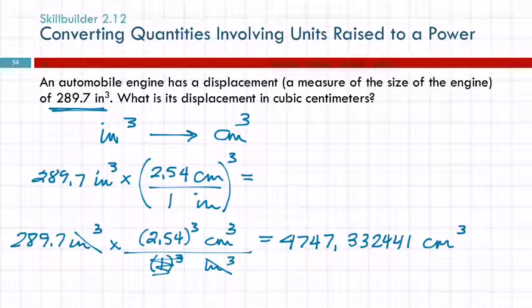How many significant figures should I have? I should have 4. Our starting number has 4. 2.54 centimeters to 1 inch is an exact quantity. You'll forget that. It'll mess you up. I will not try to trick you with that on an exam. I might do it by accident. That happens sometimes. So we should report this as 4747 cubic centimeters.